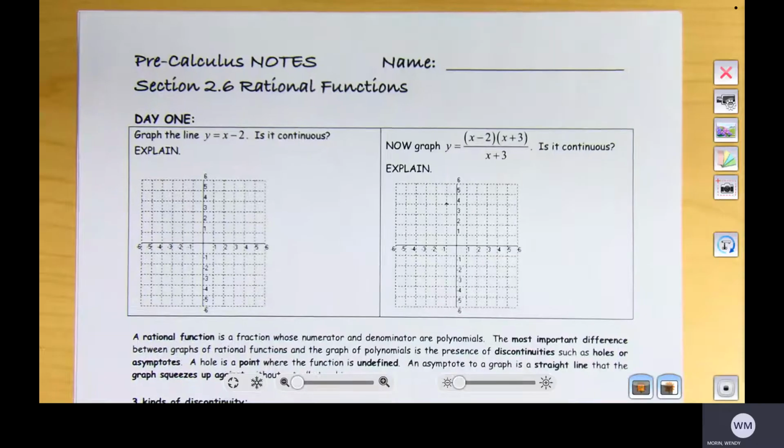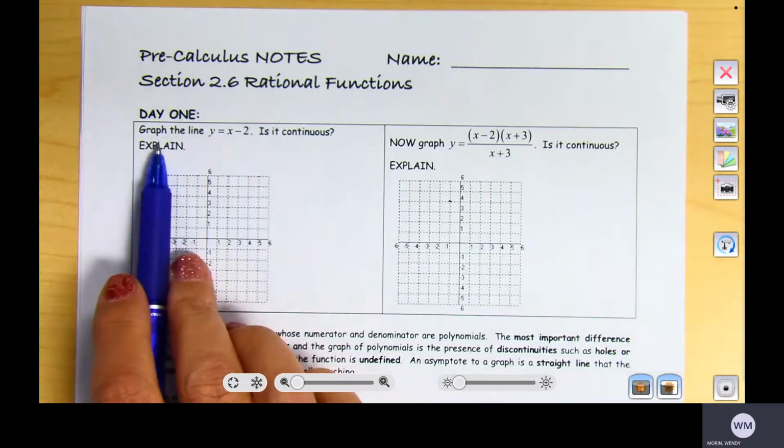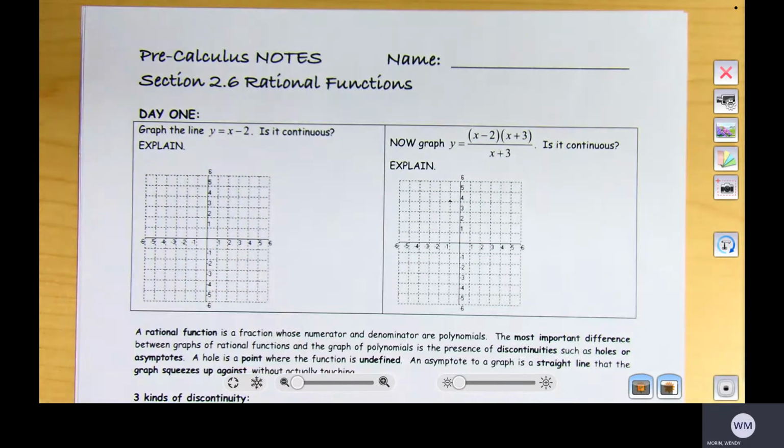The last section of the chapter has to do with rational functions, which we've already touched upon in the past. We're going to take a little closer look at other rational functions. So let's go ahead and start with this example. Graph the line y equals x minus 2.